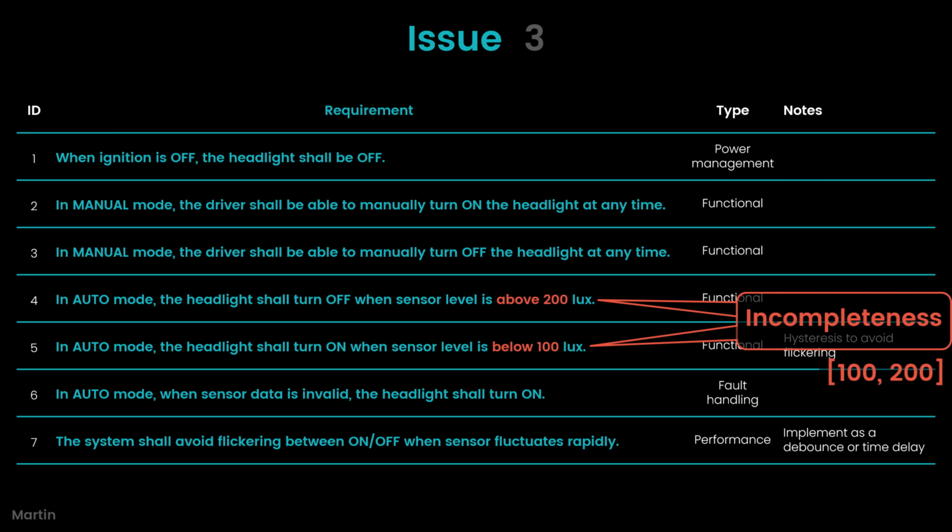The third issue is incompleteness. The requirements do not specify what the controller should do when the ambient light level falls between 100 and 200 lux. This undefined region leaves the system behavior unclear and can lead to gaps in implementation or inconsistent assumptions across teams.